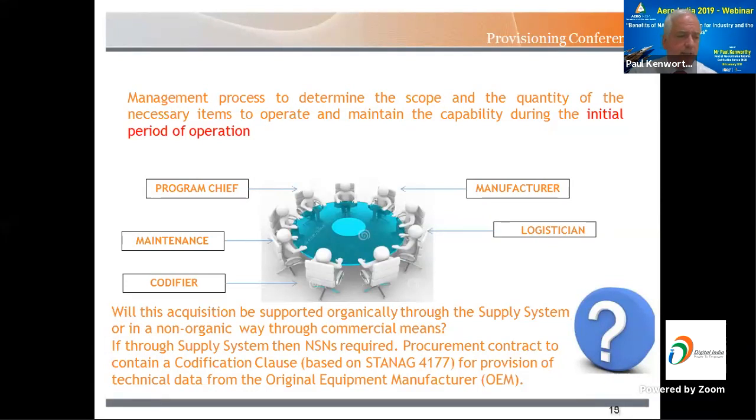This is the job of Daniel Stannard. He works in Canberra. He goes to these meetings all the time. It's very important for him that he tells not only defence, but also the manufacturer, the industry, about the importance of codification. Do you want to manage this equipment in the supply system or through a commercial means? If you want to manage it in our supply system, in our supply chain, you must use NSNs. And so it's very important that if you want NSNs, you must put into contracts a codification clause that requires companies, OEMs, original equipment manufacturers, to supply technical data to the NCB so that we can properly codify the item. This is very important, and Daniel will talk about this a little bit more.